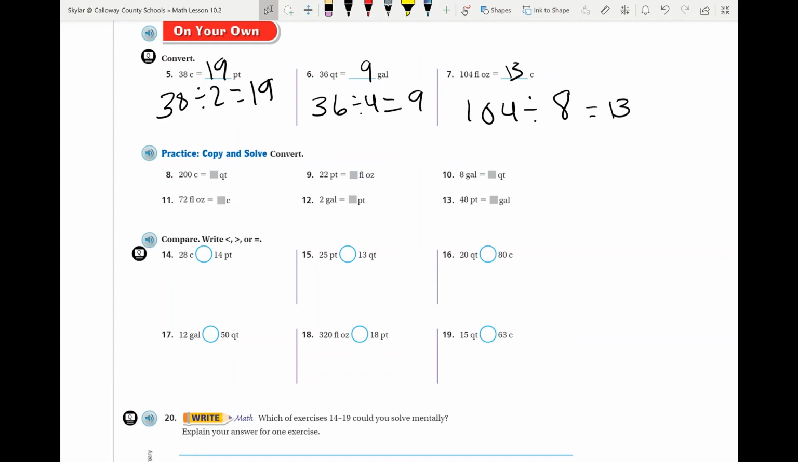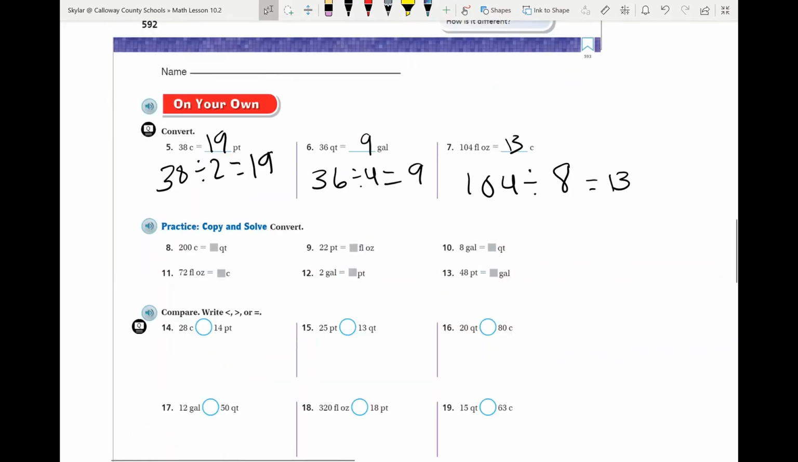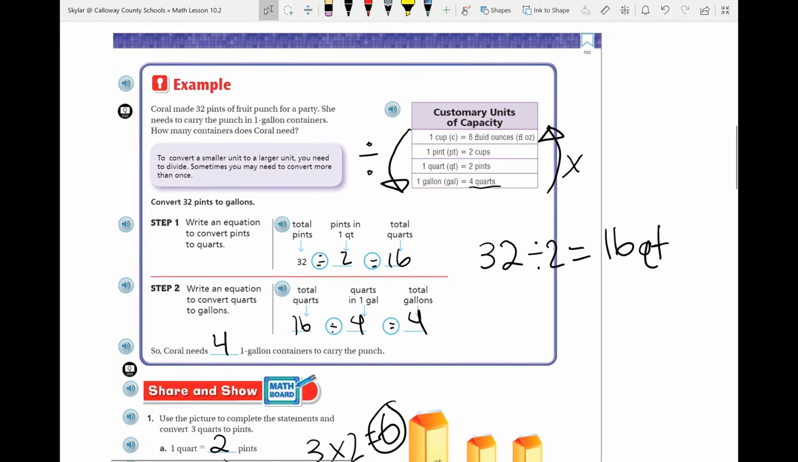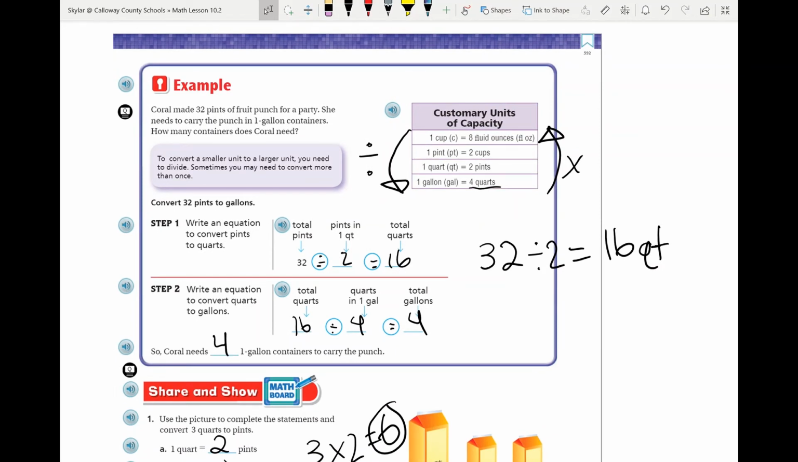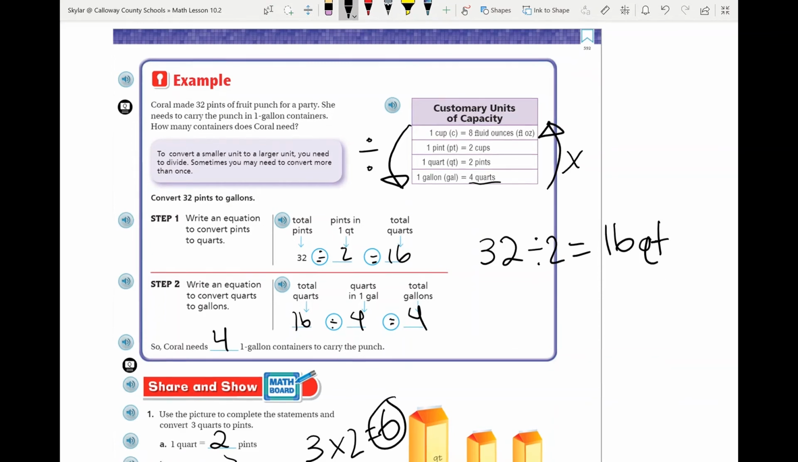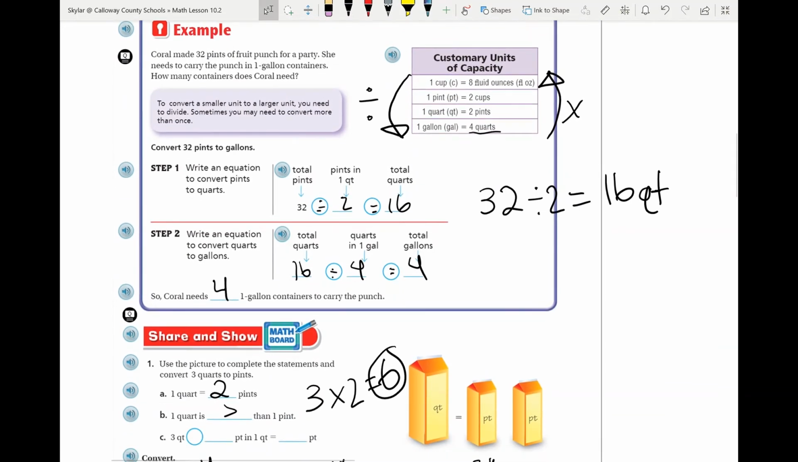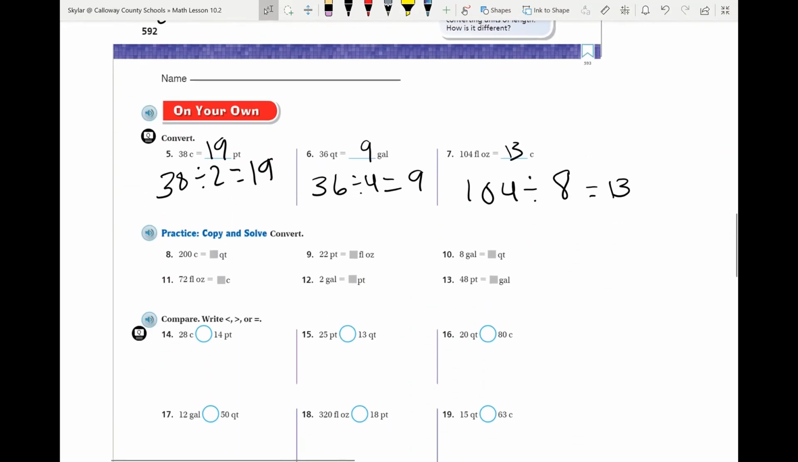So for number 8, we have 200 cups and we're going to quarts. So let's be safe about this. We've got cups, we're going to quarts. So that's 2 jumps, 1, 2. Let's go ahead and let's just do it one at a time. There are 2 cups in a pint and then 2 pints in a quart. So 200 divided by 2 equals 100. 100 is what we've got in pints. So we divide that again by 2 to get quarts, and we get 50.